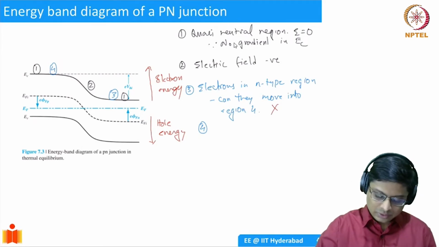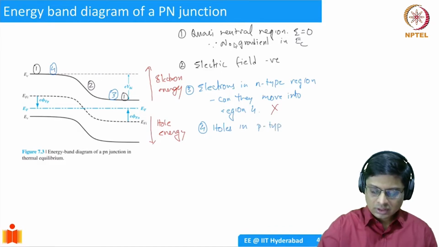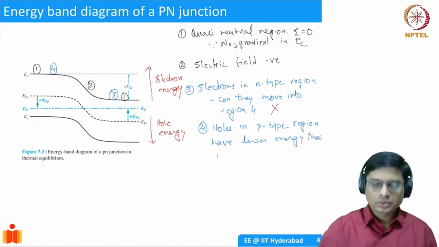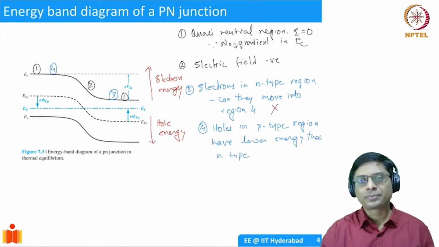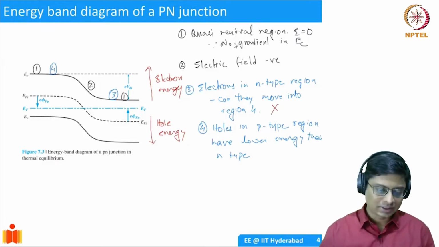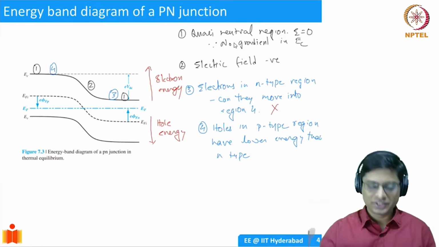So region 4, holes in the p-type semiconductor region have lower energy than in the n-type. So holes would like to stay in the p-type region. Essentially what you have is an energy barrier. Both electrons and holes are seeing an energy barrier. They're not able to go into the higher energy regions.